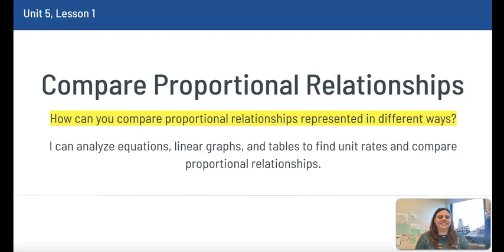Hey y'all, in this lesson we are going to compare proportional relationships. Our essential question is, how can you compare proportional relationships represented in different ways? By the end of this lesson, we want to be able to say, I can analyze equations, linear graphs, and tables to find unit rates and compare proportional relationships.